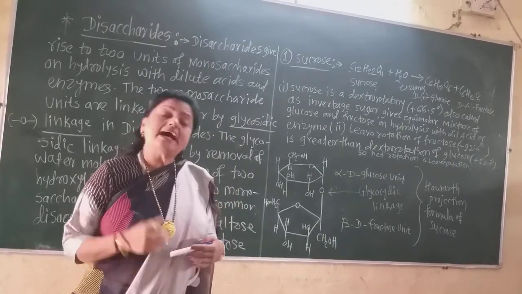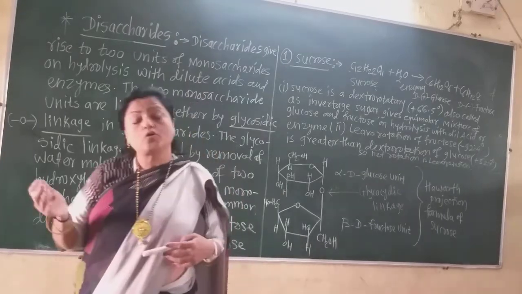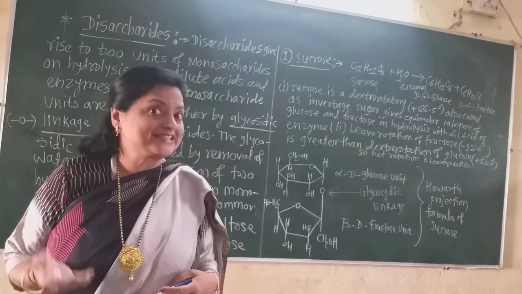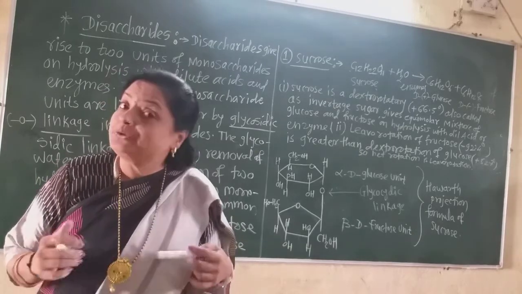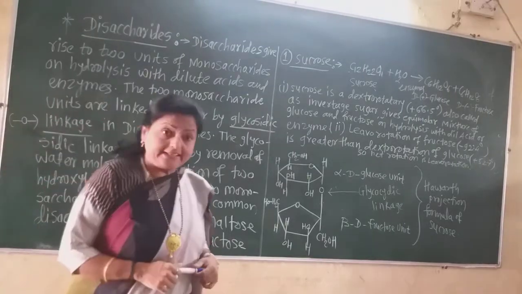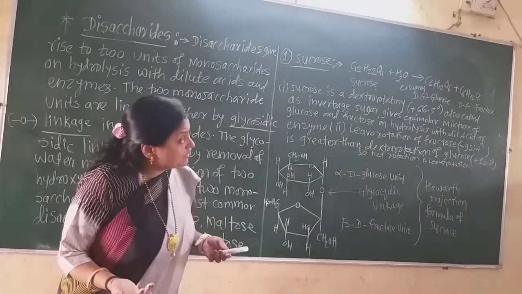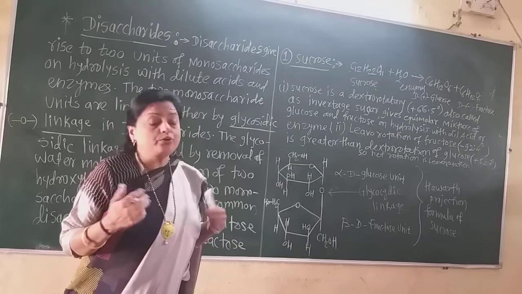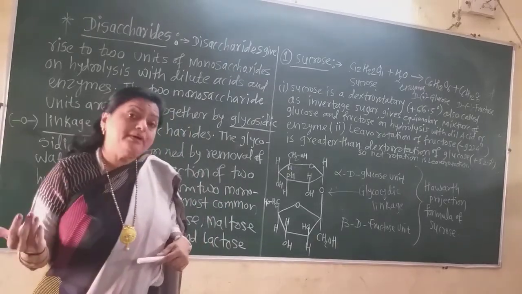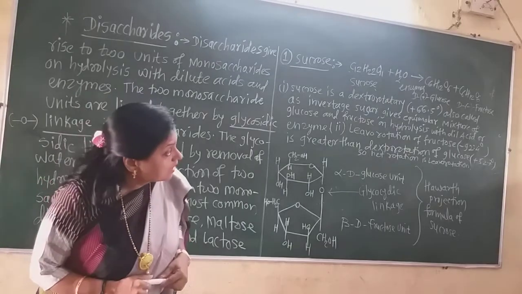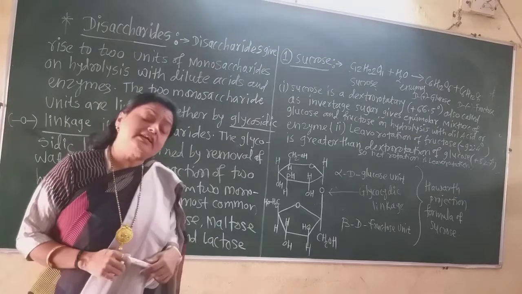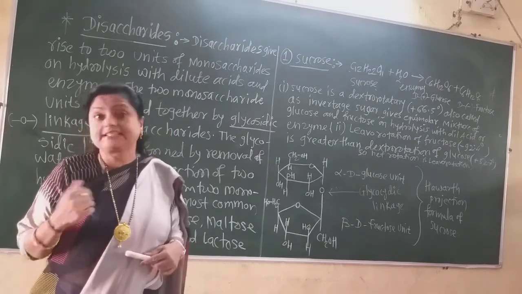See here, they always ask you a question in the board examination: why is sucrose called an invert sugar? Give reason. Now that is the answer: sucrose is dextrorotatory, having a rotation of plus 66.5. Now this is the dextrorotatory sugar. But what happens after the hydrolysis? So sucrose is called the inverted sugar. Why is it called inverted sugar?